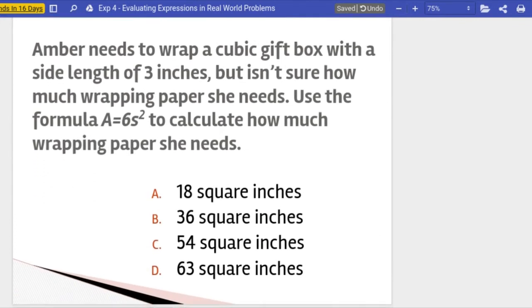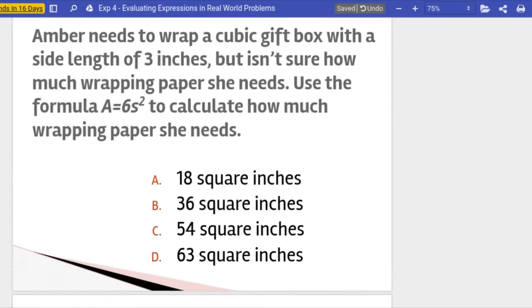All right, we're going to try a surface area formula here. Amber needs to wrap a cubic gift box with side lengths of 3 inches, but she isn't sure how much wrapping paper she needs. So we're going to use the formula: the area of the outside of that box is 6, because there are 6 faces, times the side squared. The side squared would be the area of one of the faces. So we're going to calculate how much wrapping paper she would need.